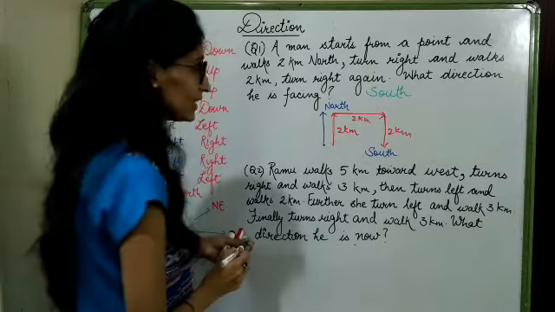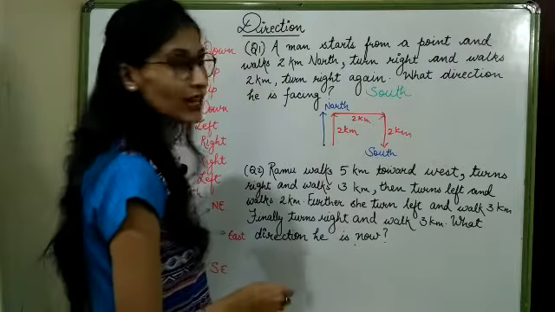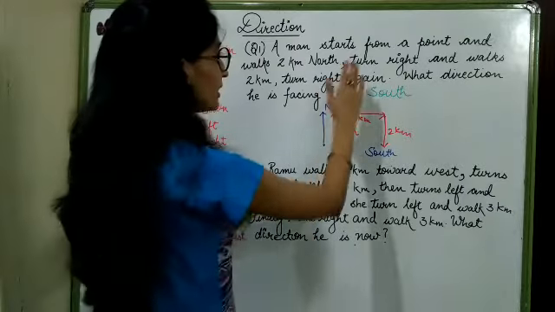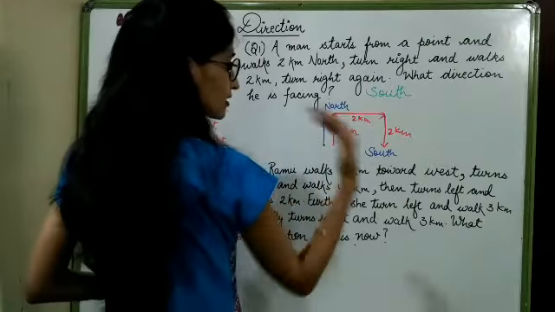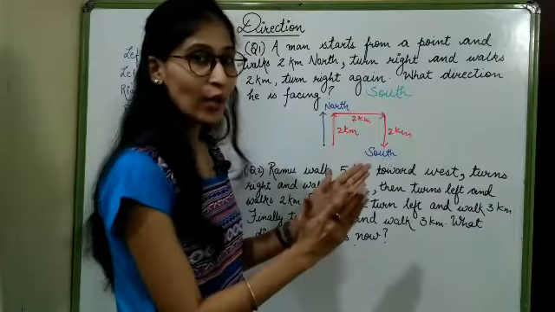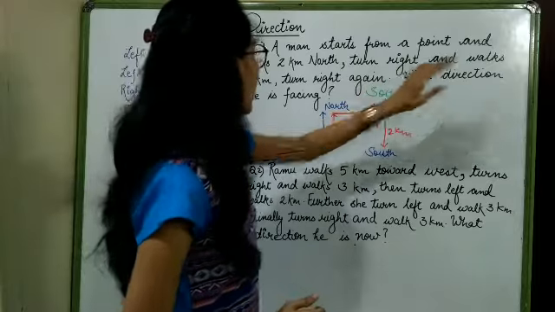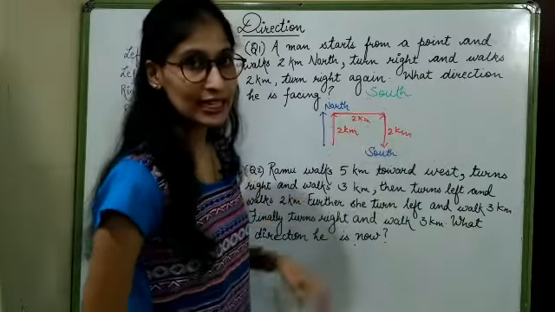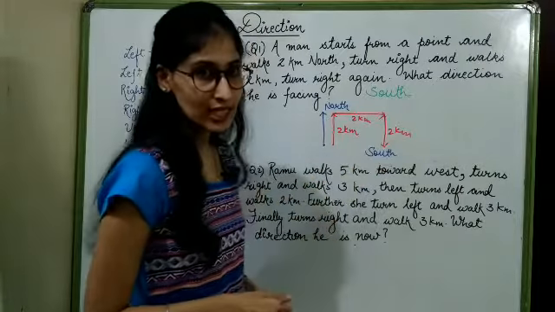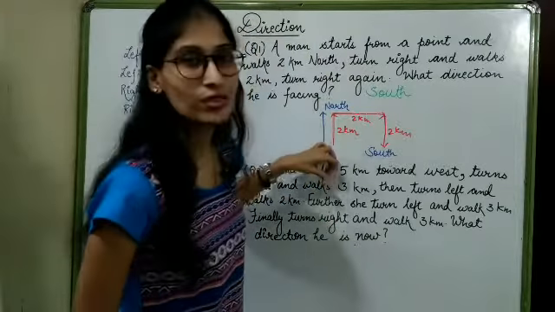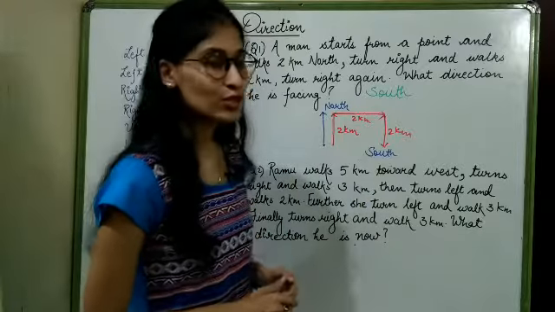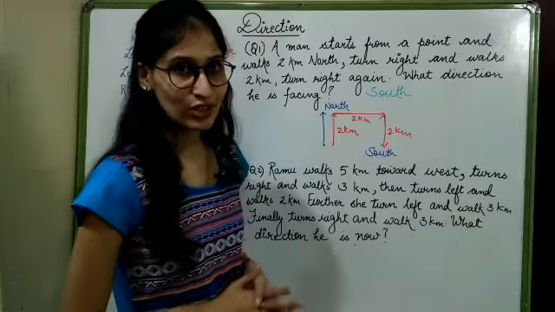I am explaining it again. A man starts from a point and walks 2 km north. North will be in the upward direction. Turns right. If I am standing like this, this will be my right hand. Turns right and walks 2 km. Now I am facing like this and walks 2 km. Turn right again. This will be my right direction. Which direction is he facing now? Upward is north. Opposite of north will be south. So this is how we can solve this question by drawing a direction chart.